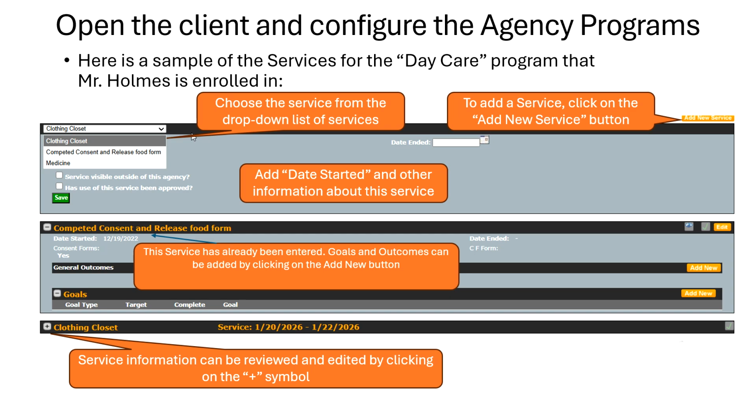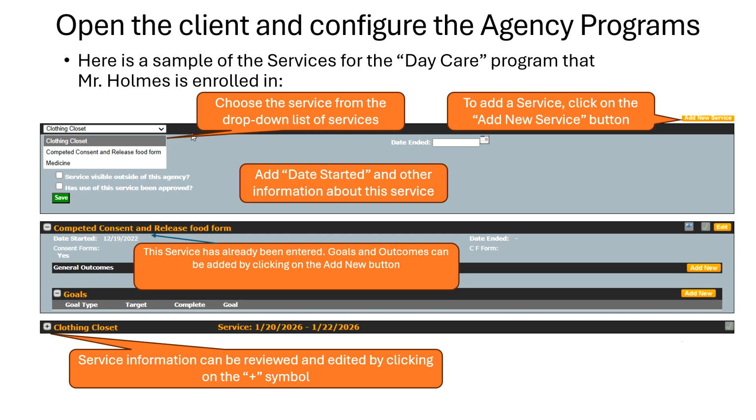A client has been opened, and now we're configuring the agency programs. So here is a sample of services for the daycare program that Mr. Holmes is enrolled in. So number one, we want to add a service. We click on the Add New Service button. Then we can choose from a drop-down list of the services that have been set up for this program, the daycare program. And in this section, you can add date started and other information about this service.